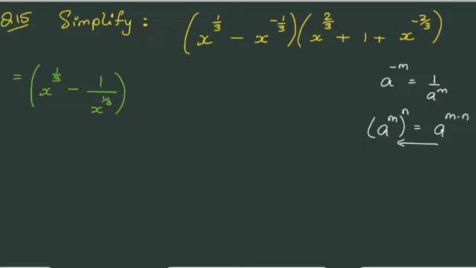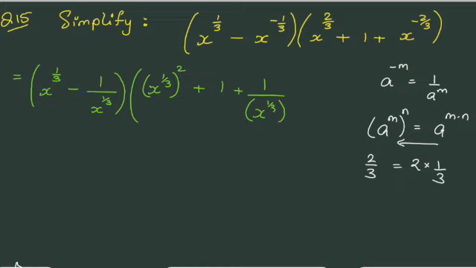In the second bracket, if we ignore the minus sign, both the powers are 2 upon 3, and 2 upon 3 can be written as 2 into 1 upon 3. So if we apply that power raised to power rule, x raised to 1 upon 3 square, plus 1 as it is, and for the negative power the reciprocal, 1 upon x raised to 1 upon 3 square.